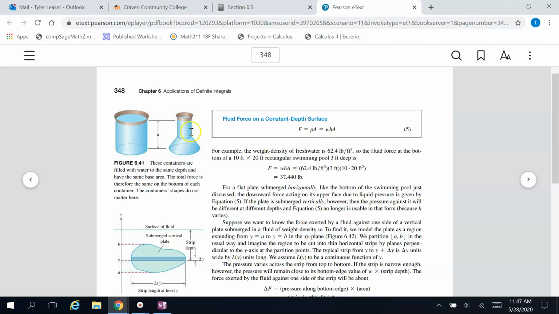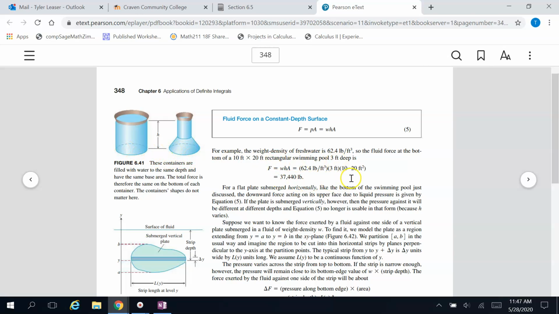These two containers, even though there is more water in the first one than there is in the second one, are still feeling the same force on the bottom of the container because they are at the same height. So it doesn't matter how much liquid there is; as far as the forces go, it is all about the depth that you are in the liquid.